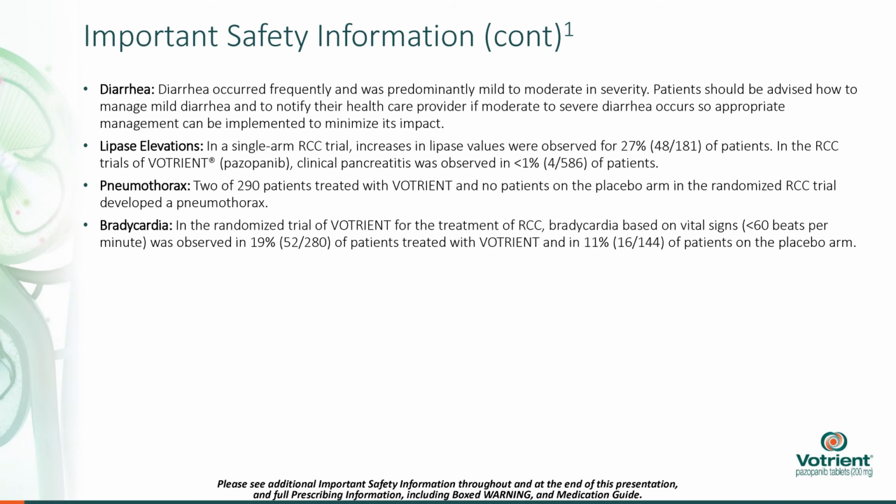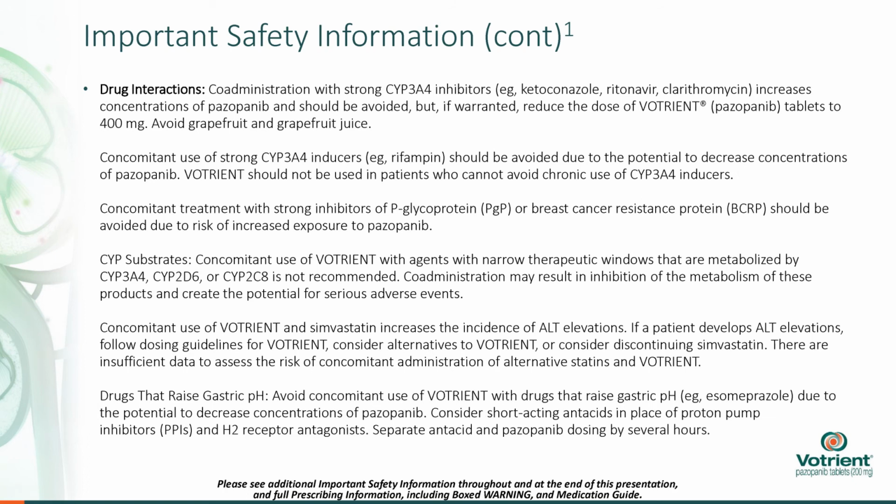Pneumothorax. 2 of 290 patients treated with Votrient and no patients on the placebo arm in the randomized RCC trial developed a pneumothorax. Bradycardia. In the randomized trial of Votrient for the treatment of RCC, bradycardia based on vital signs, less than 60 beats per minute, was observed in 19% of patients treated with Votrient and in 11% of patients on the placebo arm.